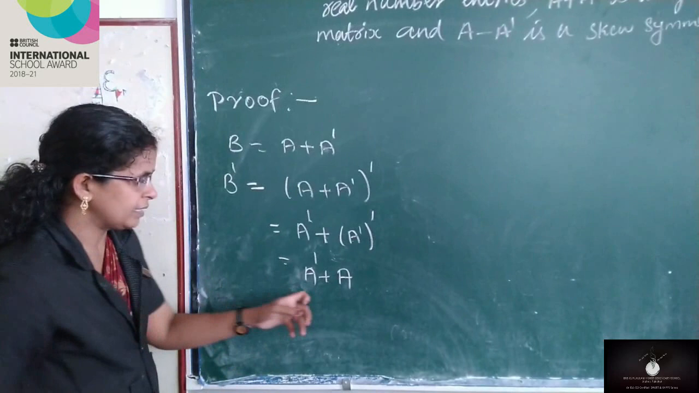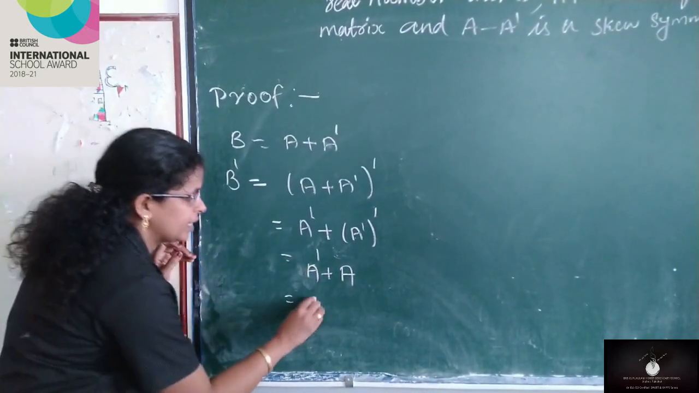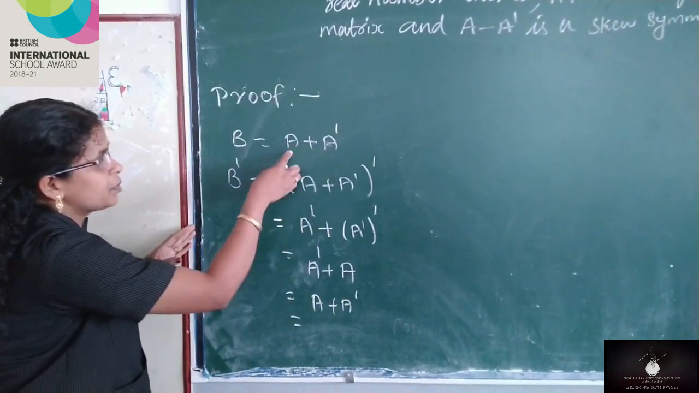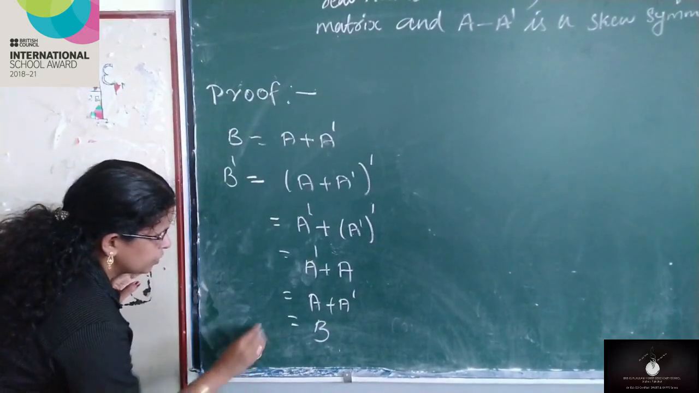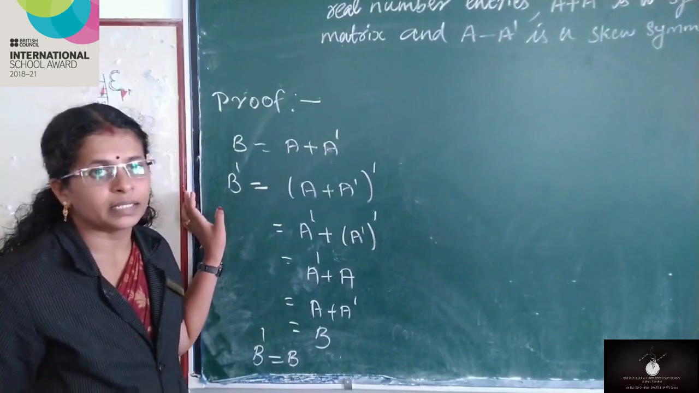So already we studied the commutative property. A transpose plus A is equal to A plus A transpose, which is equal to B. So B transpose equal to B. It is a symmetric matrix.